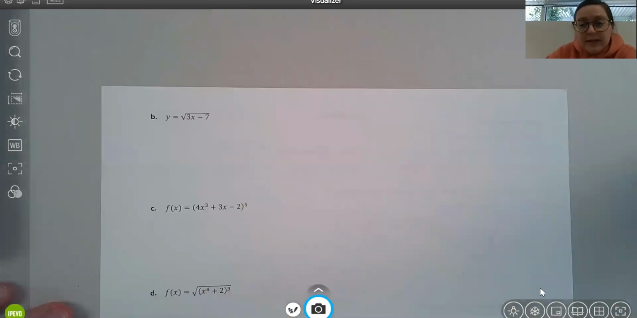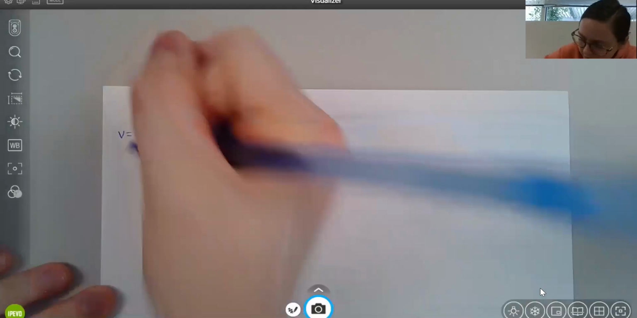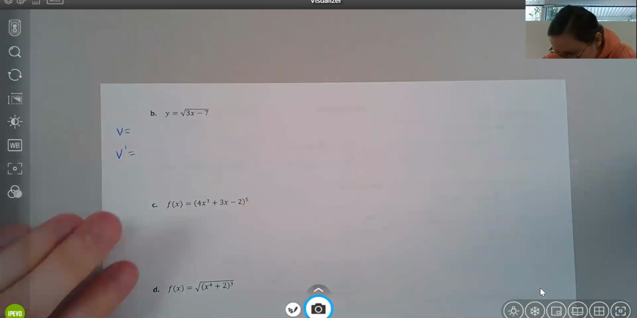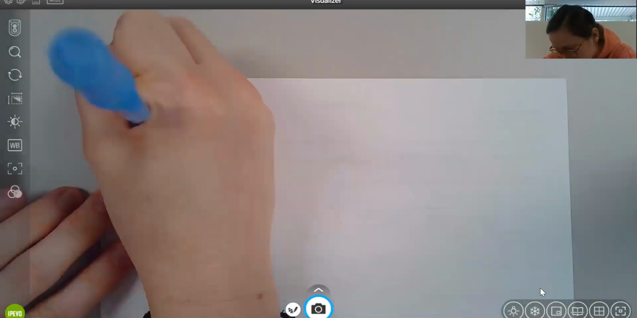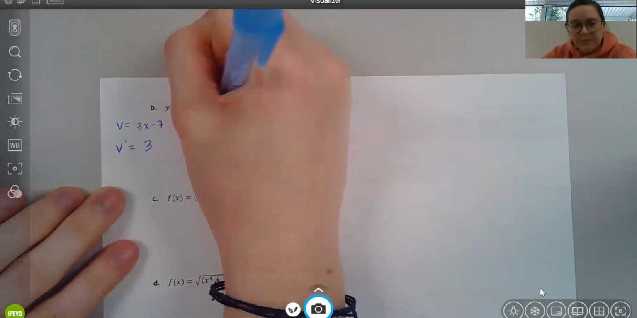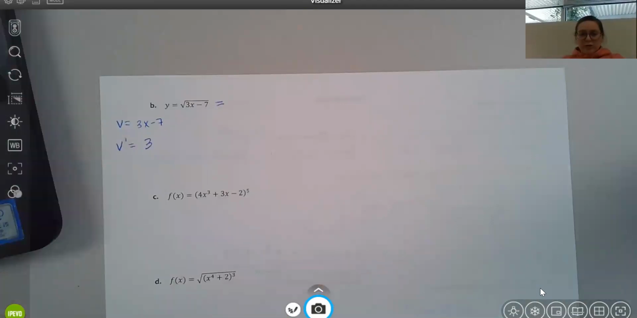So, lots of practice using chain rule. This is a case where I need to rewrite this. I can tell what my inside function is, so everyone write my inside function and my derivative. So do that. Hopefully you said 3x minus 7 is your inside, and then derivative of 3x minus 7 is just 3.